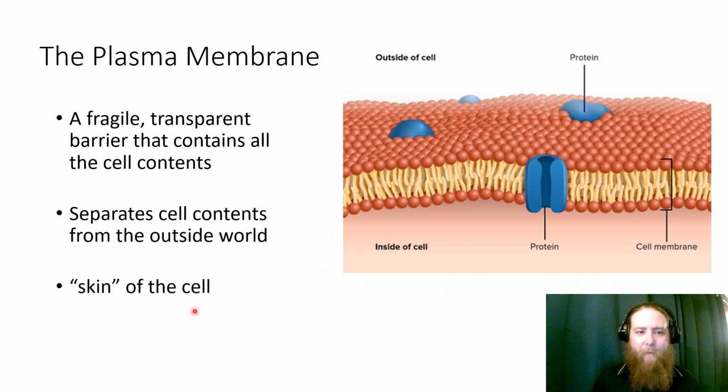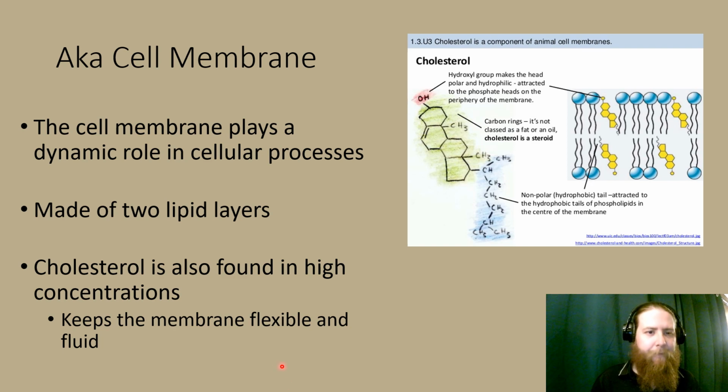We call the plasma membrane the skin of the cell. Right? You've probably heard that mitochondria is the powerhouse. We're going to kind of talk about the rest of them. The skin of the cell is the plasma membrane. We also call it the cell membrane. And the cell membrane is not a static thing.